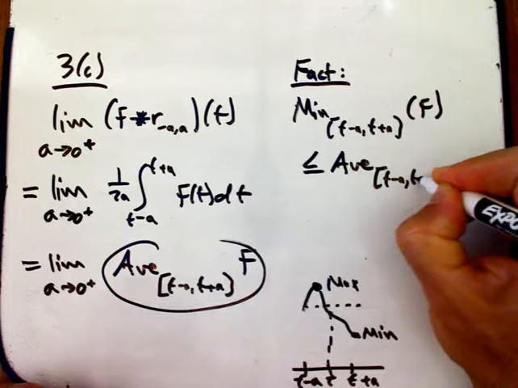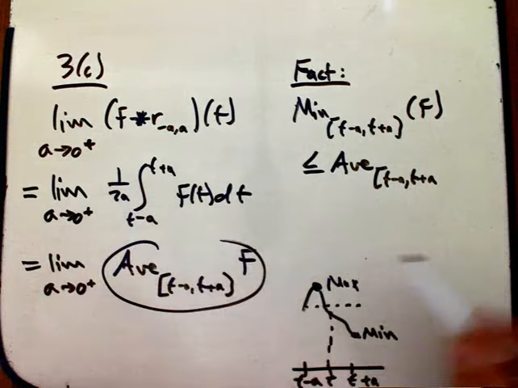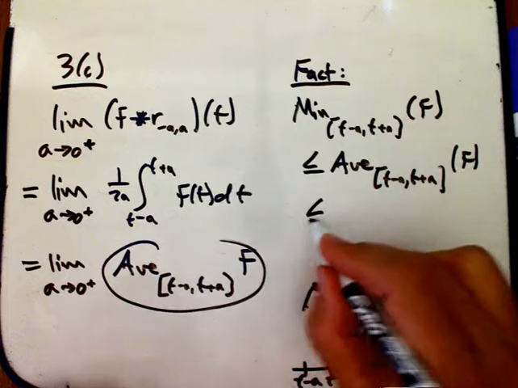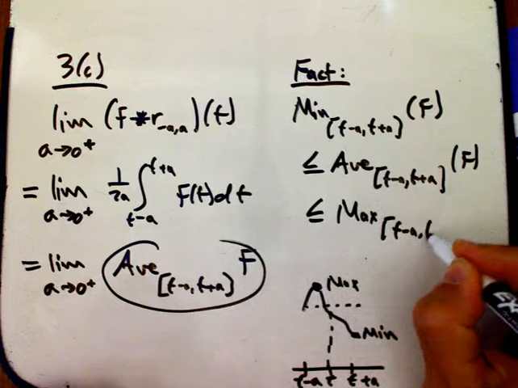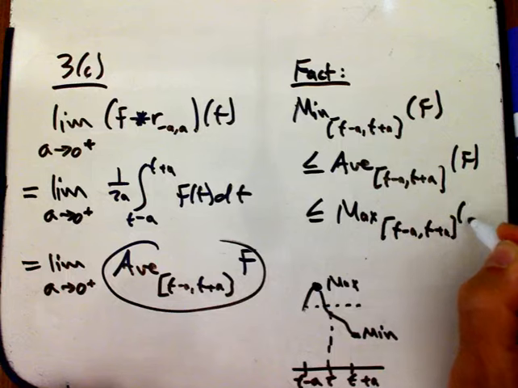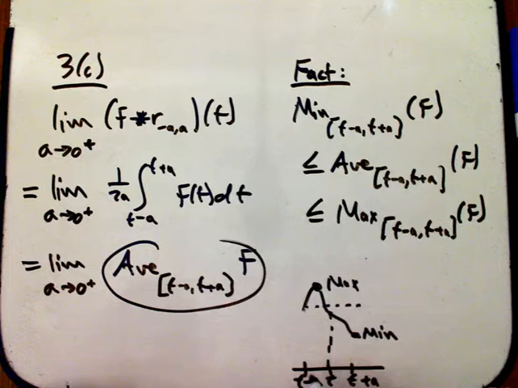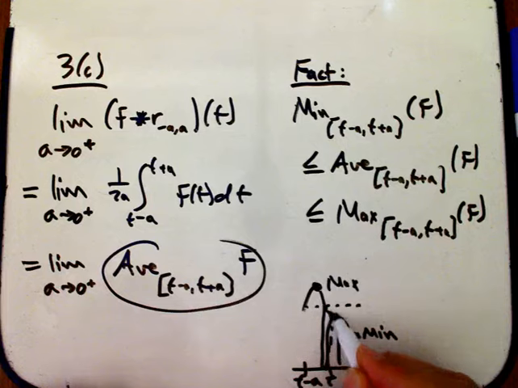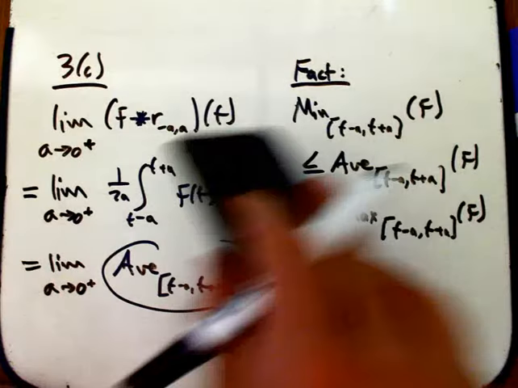It's a fact about averages, but that means it's a fact about integrals, because the average is just the integral divided by the length of the interval. And so the average is between the min and the max. The reason that's useful is the min and the max are actual honest to God values of the function. What happens when a goes to zero, when that interval gets smaller, is that the min and the max get closer and closer to the value of f of t. Why is that? Because we're assuming that f is continuous.